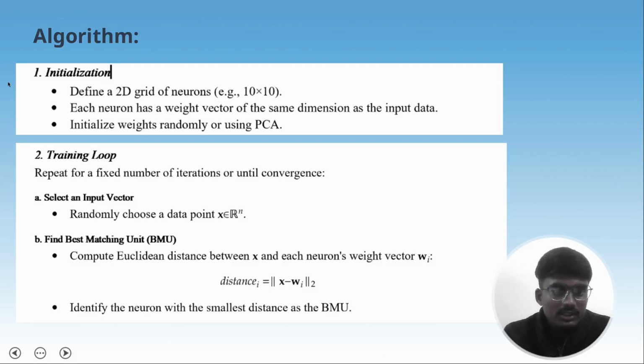In its first step, the 2D grid is defined, and neurons are associated with weights. Their weights are initialized randomly. Then an input vector is selected randomly to find the BMU, that is the best matching unit, where of course a distance formula is used. Here you can see the Euclidean distance formula is used.